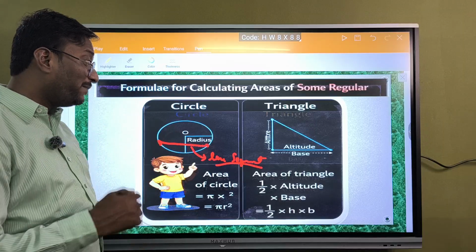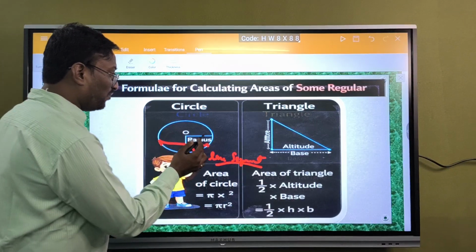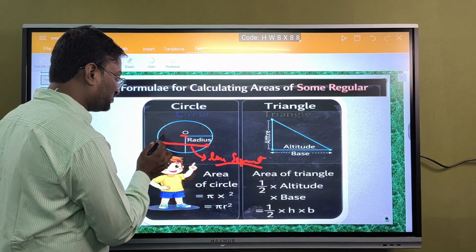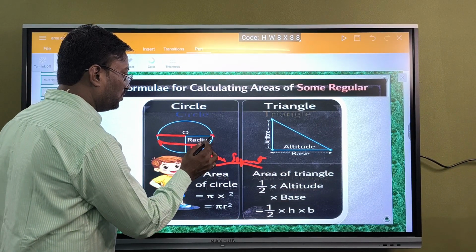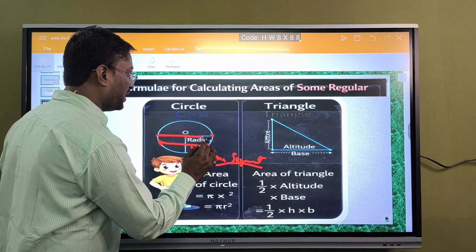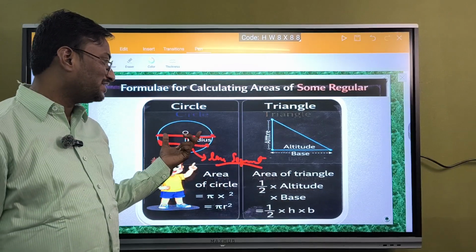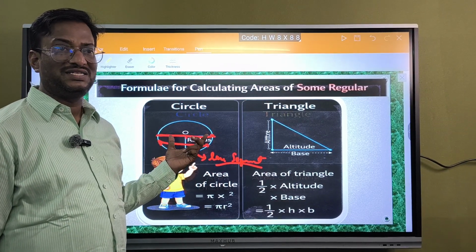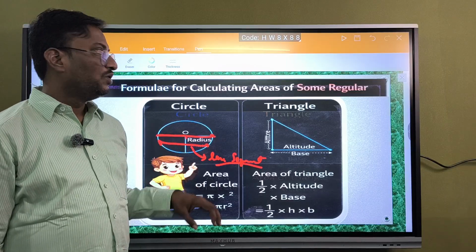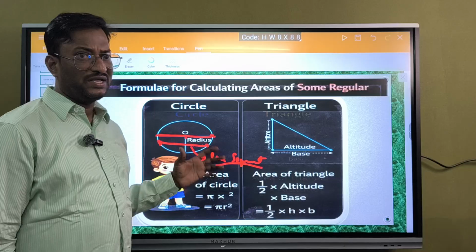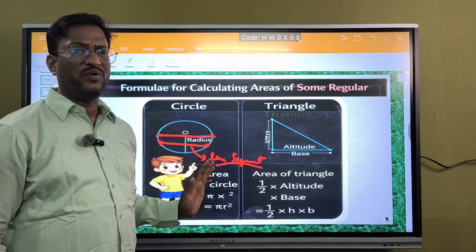So the chord may be a diameter. See children here, what is a diameter? The straight line, double the radius, we call a diameter. So the diameter is also one of the chords, and the longest chord in the circle is the diameter. So this is the small information given regarding the circle. Up to now it is enough.